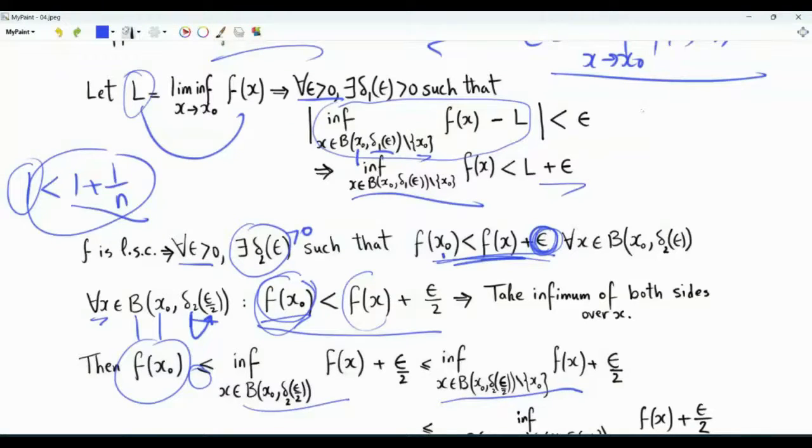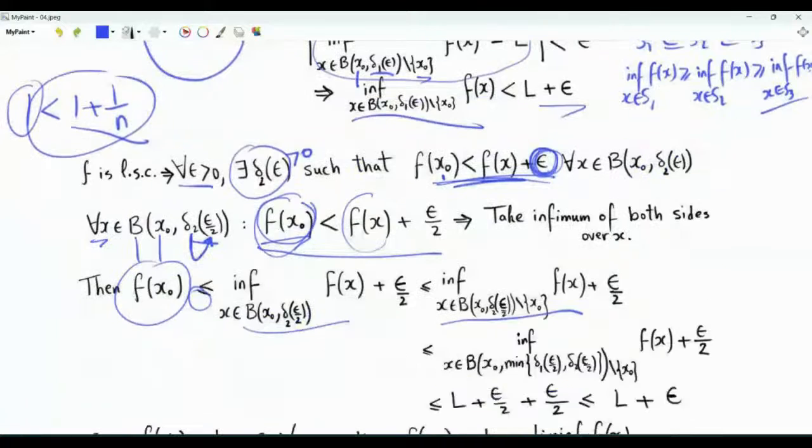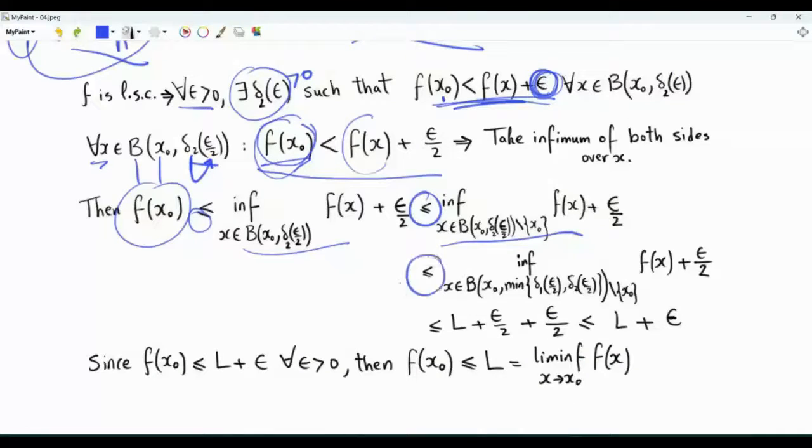If we have S1 subset of S2 subset of S3, then the infimum of f of x with x in S1 is greater than or equal to the infimum of f of x with x in S2, which is greater than or equal to the infimum of f of x with x in S3. The smallest we can get is if we use the biggest set. Okay, so here what we are doing is shrinking, so we have less than or equal to. Let's do further shrinking of the ball.